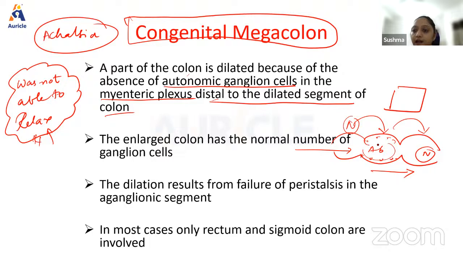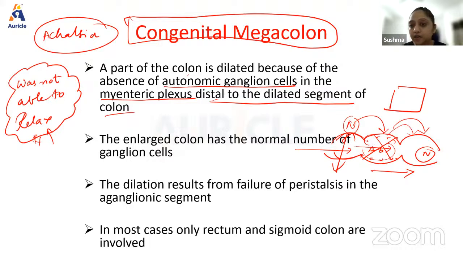As a result, the segment that is distal to that, the segment that is present next to this normal segment, dilates. Why does it dilate? Because it is pushing and pushing and pushing the food, but this abnormal segment is not able to carry the wave of peristalsis further, because of which all of the contents get accumulated here, and also it starts to distend.